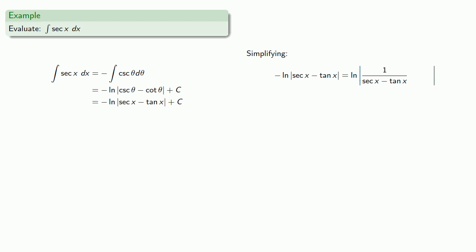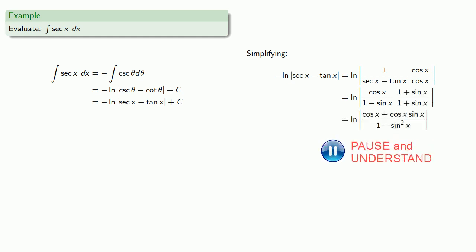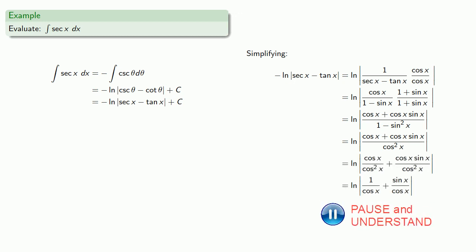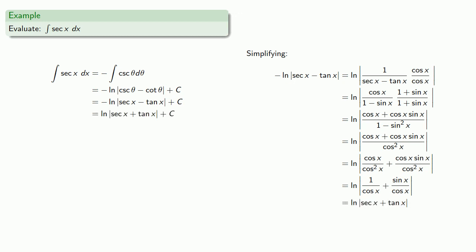So we can simplify this if we multiply numerator and denominator by cosine, and that gives us. And we can simplify this further if we multiply numerator and denominator by 1 plus sine, and that gives us. And the reason we did that is this 1 minus sine squared is cosine squared. And so simplifying some more, and that gives us our log secant plus tangent.